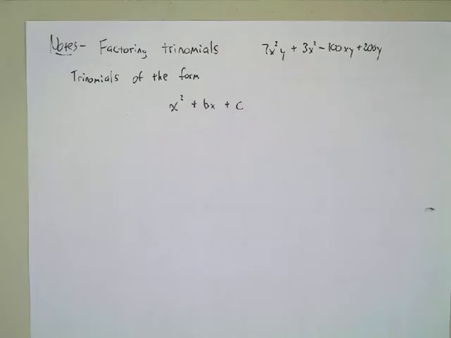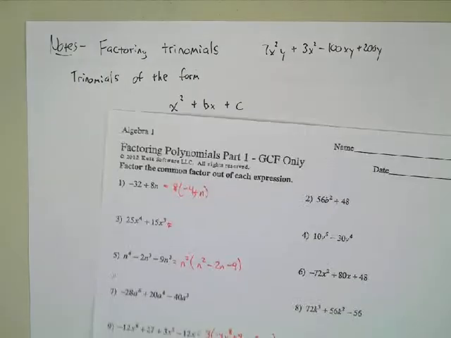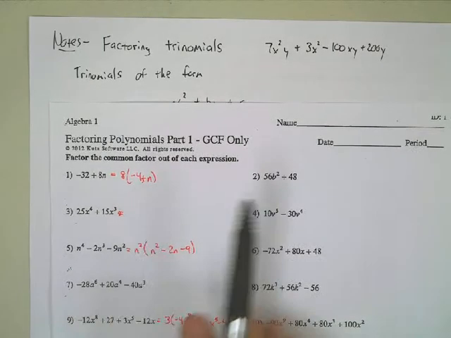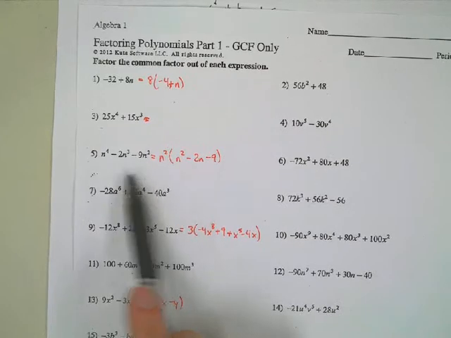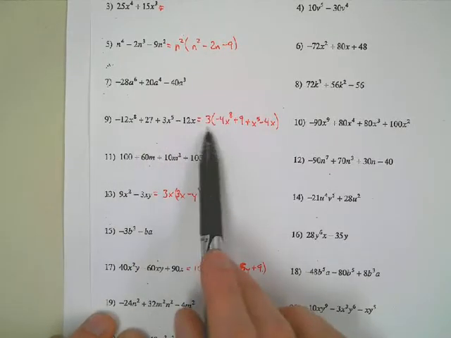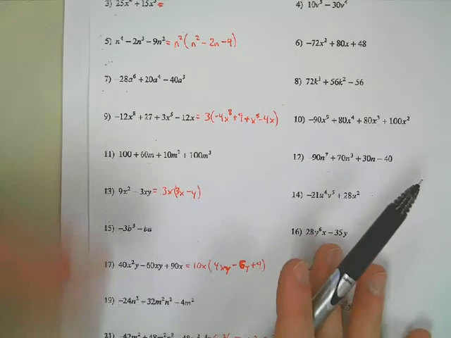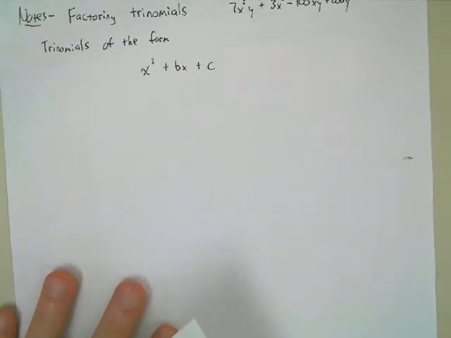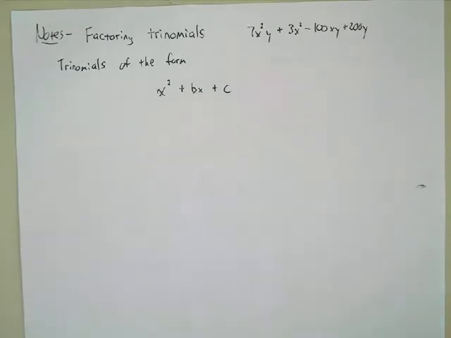Yesterday, it didn't matter how many terms we had. Some of the homework problems had two terms, a binomial, and we could factor a GCF out. Some had three, a trinomial, and we still had a GCF we could factor out. Some had four terms, and we could still factor something out. It doesn't matter how many terms the thing has, you can still factor the GCF. For this, though, we're developing a tool for factoring that's only useful for trinomials.